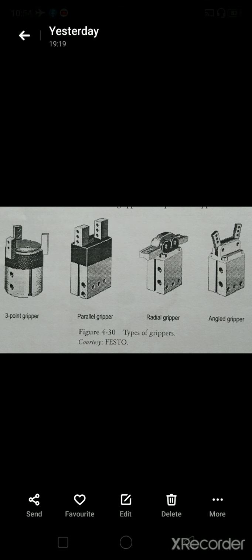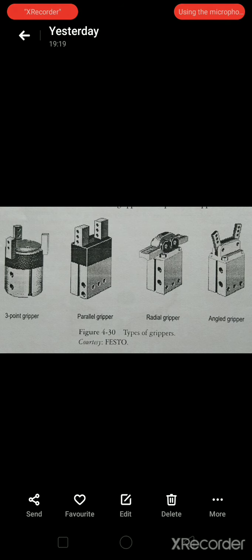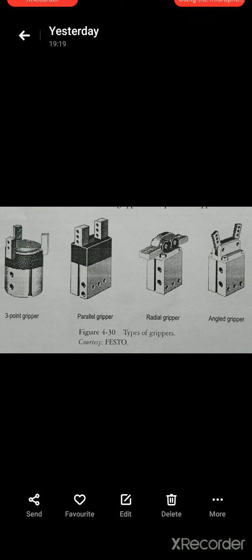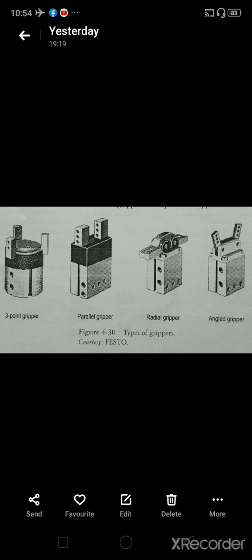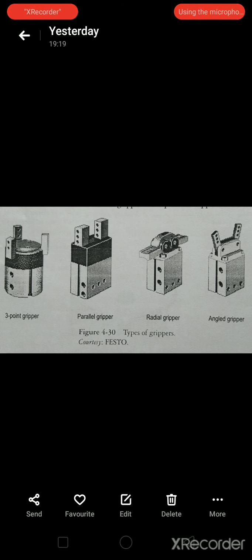They are again categorized according to the number of fingers used and according to the way the gripper fingers move. According to the number of fingers, they are classified into the following types: 2-point, 3-point, or 4-point grippers. 3-point grippers are the preferred ones for handling cylindrical workpieces, like a chuck in a lathe. According to the movement of the fingers, they are classified as parallel gripper, radial gripper, and angled gripper, which you can see on your screen. In a parallel gripper, the fingers move in parallel across the entire stroke.